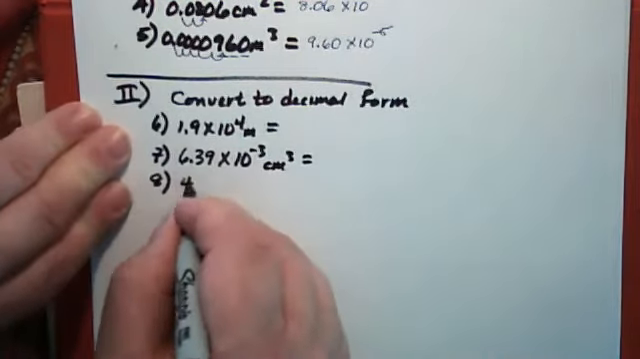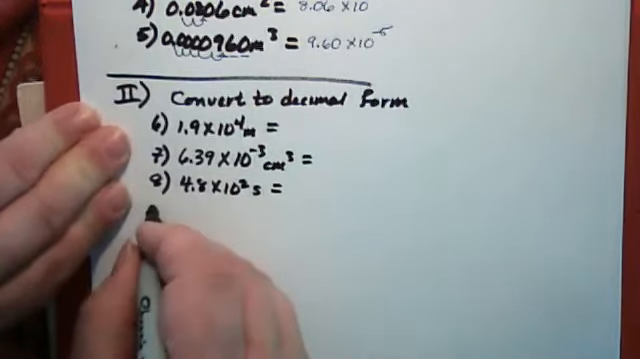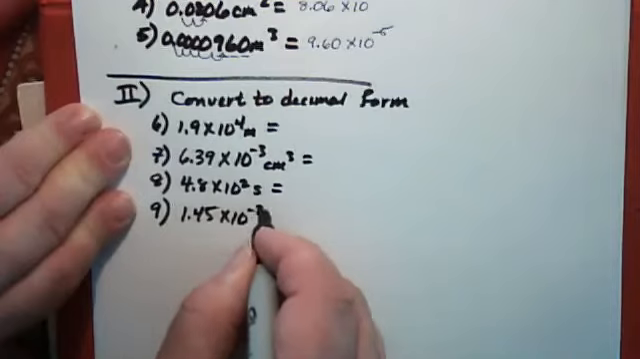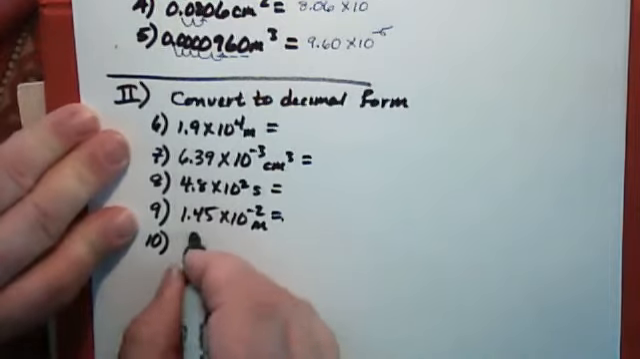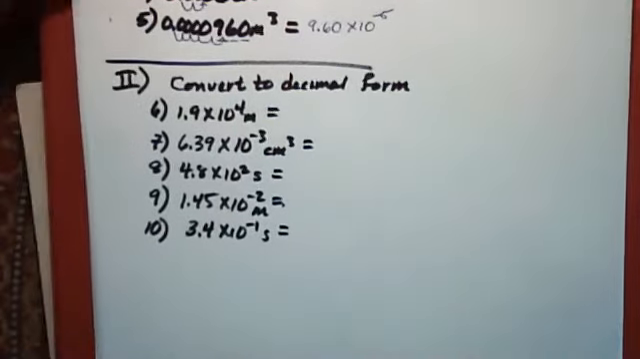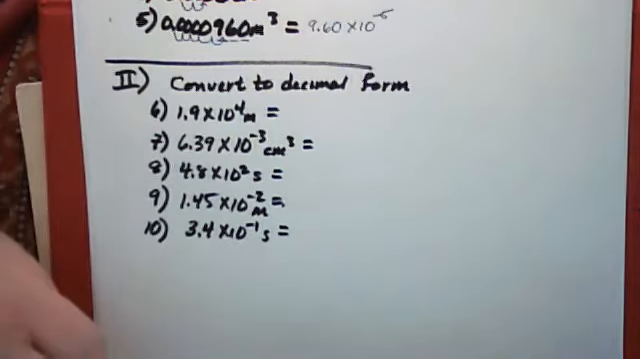Okay, 8 is 4.8 times 10 to the second seconds. 9 is 1.45 times 10 to the minus 2 meters. And 10, we have 3.4 times 10 to the minus 1. Okay, so those are our numbers that we want to start with. We're converting from scientific notation to decimal form. You can pause the video and try it yourself, and then we'll come back and compare what our results were.